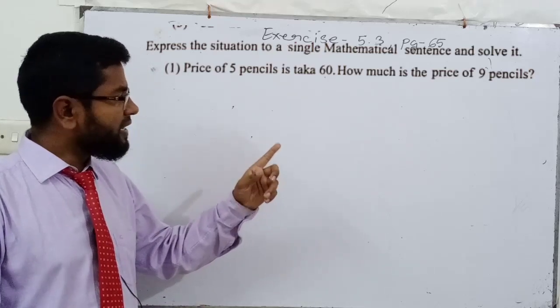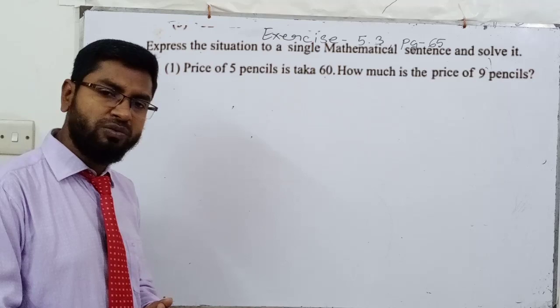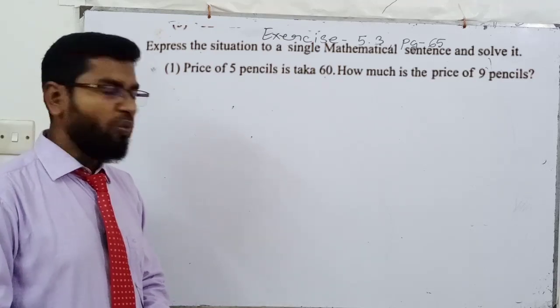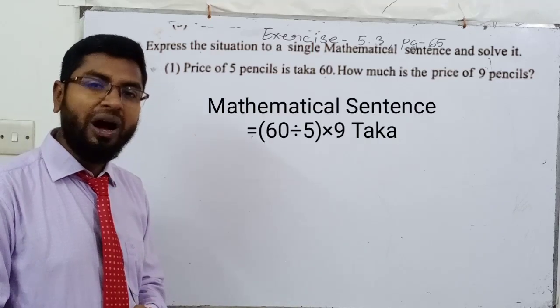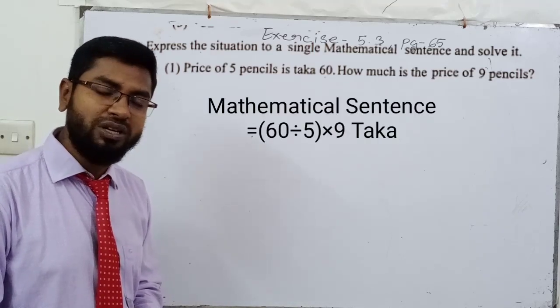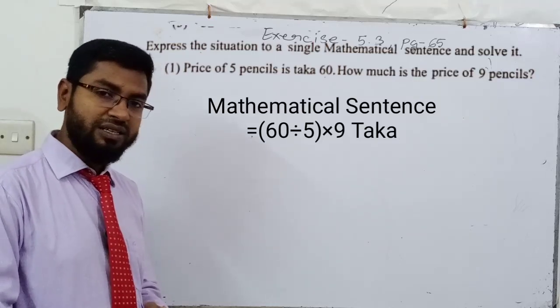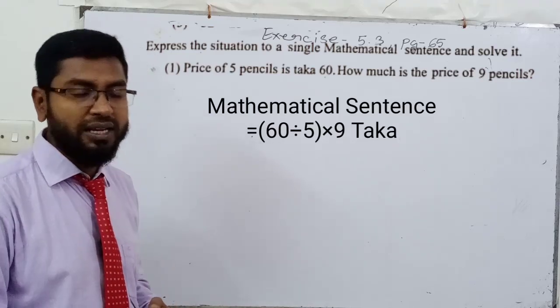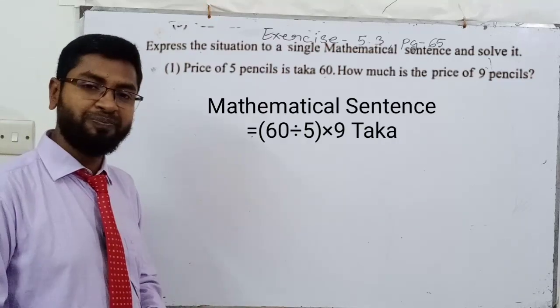5 pencil price is 60 taka. What is the price of 1 pencil? Yes, you are right. 1 pencil price is 12 taka. How we get 12 taka? I told you we need to find out single mathematical sentence. So how can we get the answer? Yes, by dividing 60 divided by 5.